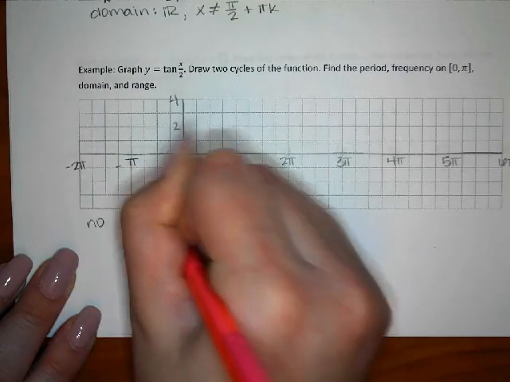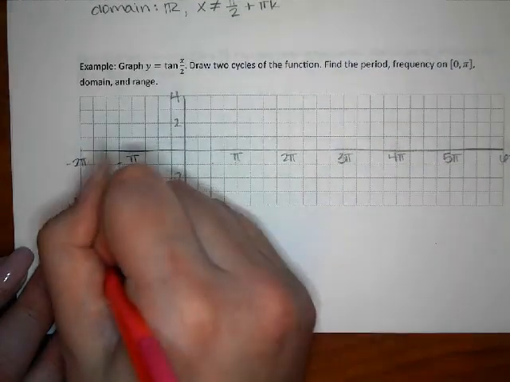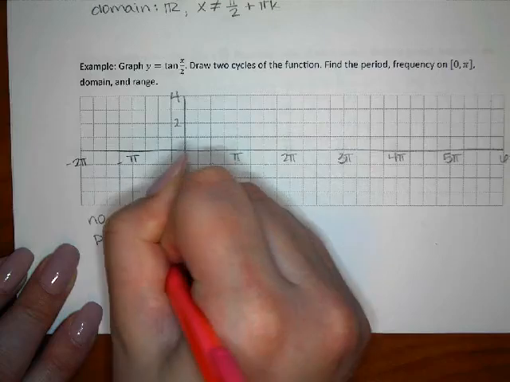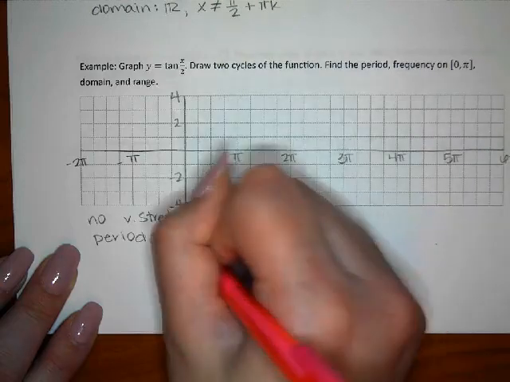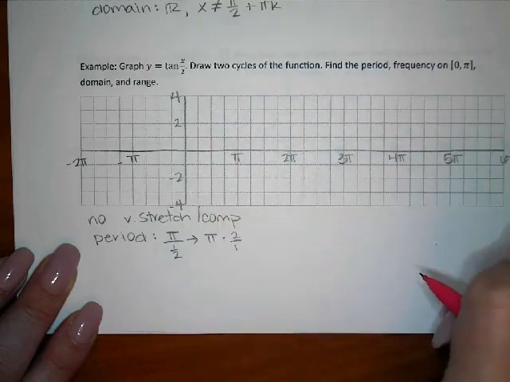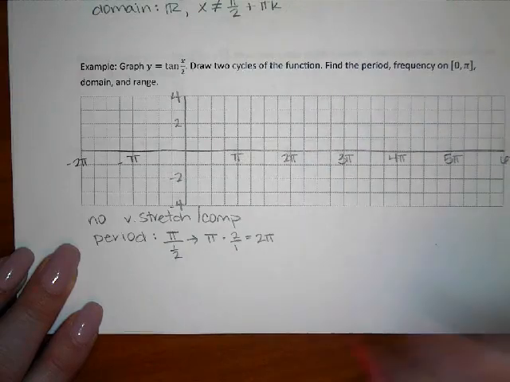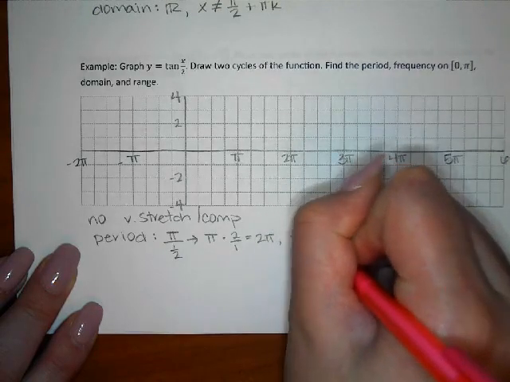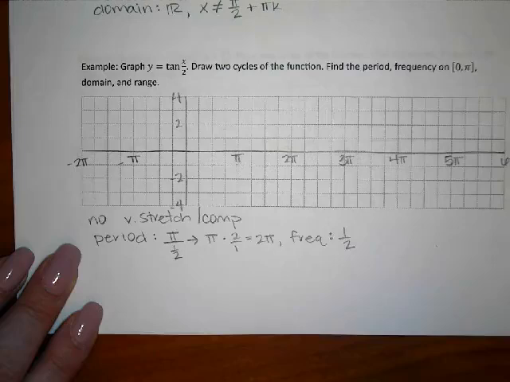The period is pi divided by 1/2. And pi divided by 1/2 is pi multiplied by 2 over 1, which is 2 pi. So the period of this graph is 2 pi. This means that the frequency is 1/2. So for a normal period of this graph from 0 to pi, I'm only going to see 1/2 of the curve. Since the period is 2 pi, I'm going to see the x-intercepts every 2 pi.